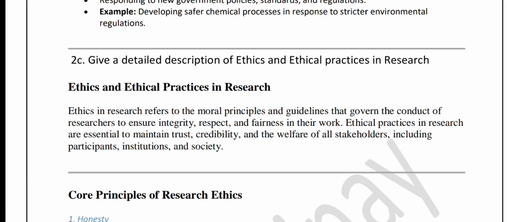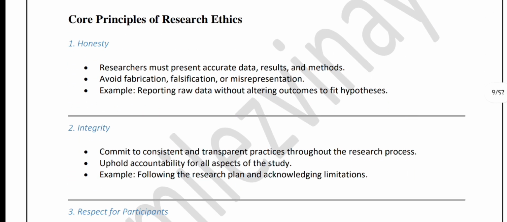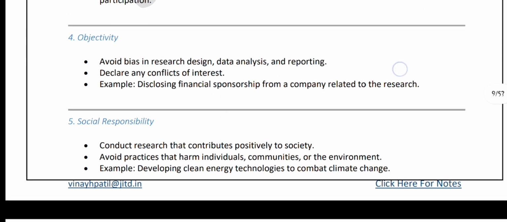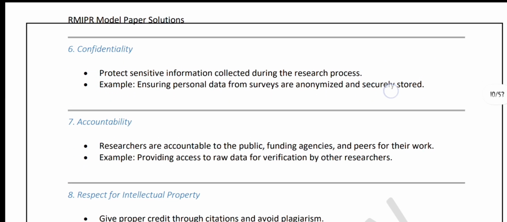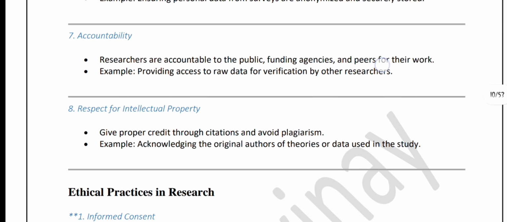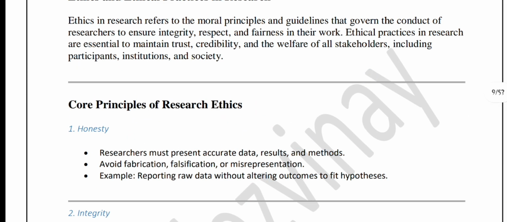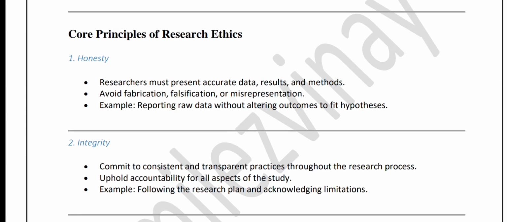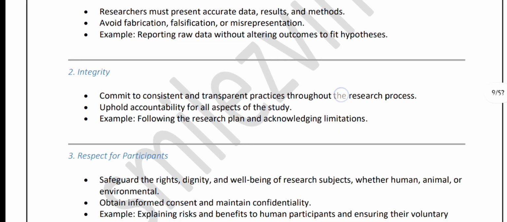Okay guys, core principles of research ethics. When you are working in the research field, you must have honesty and integrity, respect for participants, objectivity, social responsibility, confidentiality, accountability, and respect for intellectual property rights (IPR). Honesty: research must present accurate data, results, and methods, and avoid fabrication, falsification, and misconduct. You must be honest in every field, whether you are a lecturer, in the police, the army, or any other department.